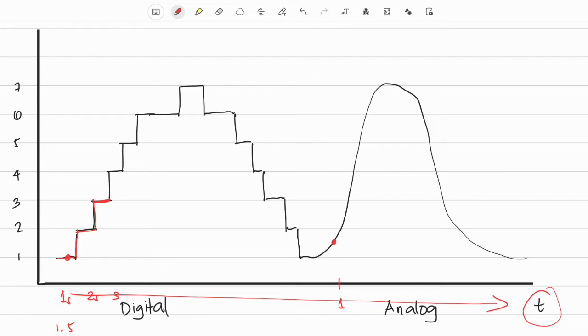1.22. And if we increase it a little, 1.001, its value will change. Even if our increments are very small, its value will change. And we have infinitesimal values when we are dealing with analog signals.